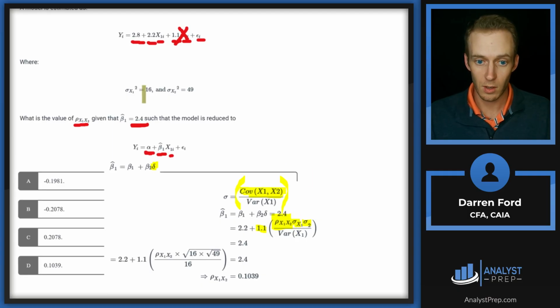So we have variance of 16 for x1 and variance of 49 for x2. So we'll need to make these standard deviations, and then we'll leave this as variance for here. So here's what that becomes. So we get 2.2 plus 1.1, and then we plug in all these other numbers here, and that's going to be equal to 2.4. And then all we need to do is work through the algebra here, isolate out the correlation, and we see that ends up giving us correlation of 0.1039, which is going to line up right here with answer D.